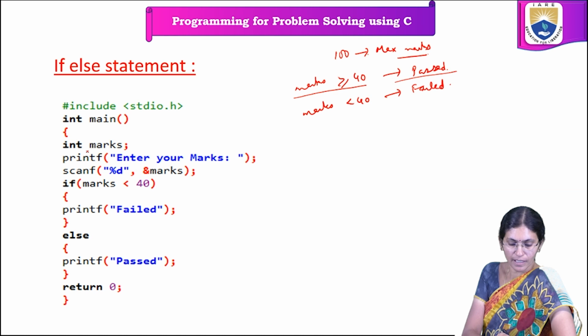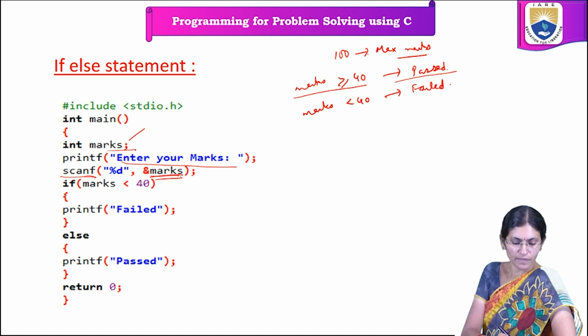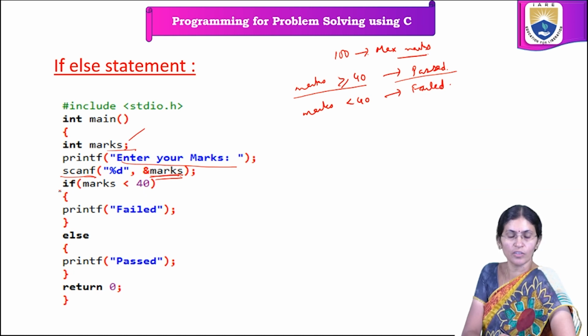Here we are declaring a variable marks, and then on the screen the string "Enter your marks" will be printed. After that, the user will be prompted to input the value of marks into the variable named marks. Marks belongs to the integer data type. Now comes the decision making statement, where we are making use of the if-else statement.